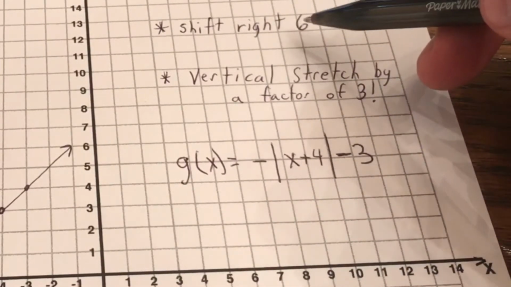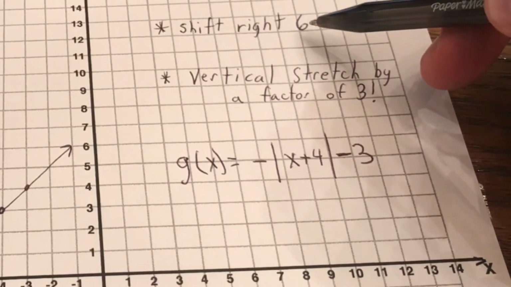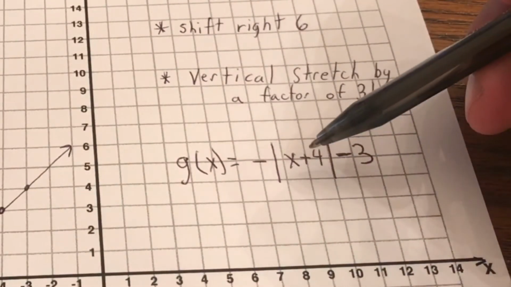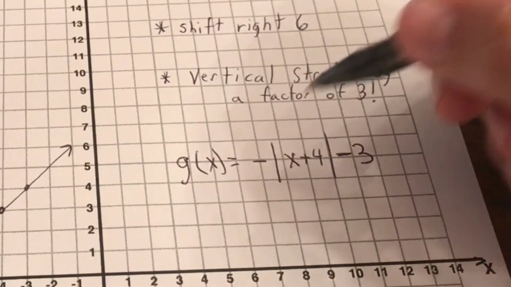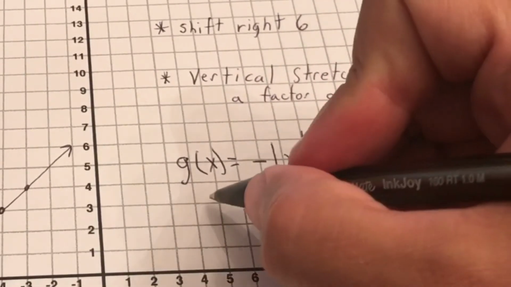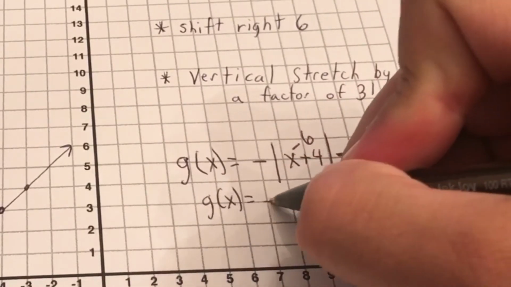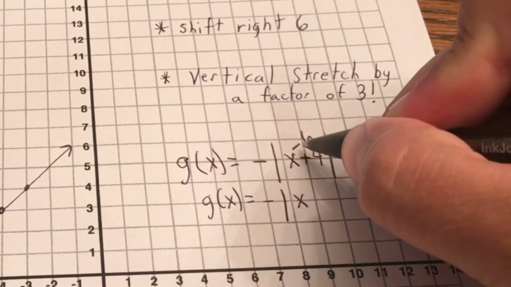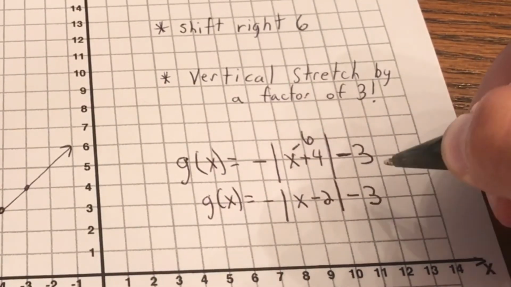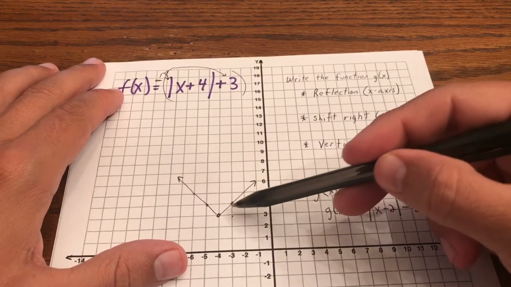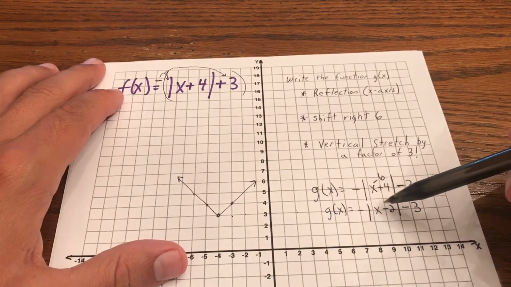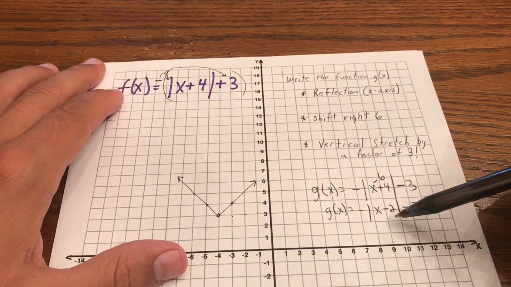Okay, the next thing I want you to do is then shift this to the right 6. Okay, anytime it's a horizontal shift, we're doing that to the x. So when it's to the right, we're actually going to subtract 6. Okay, you did this for your homework. So I'm going to clean this up. So then we have g of x equals negative. And then inside we have a -6 plus 4, which just becomes a -2. Okay, and then we still have the -3 then. So again, when we move over 1, 2, 3, 4, 5, 6, we're here at +2. This is showing that it's a shift to the right too.